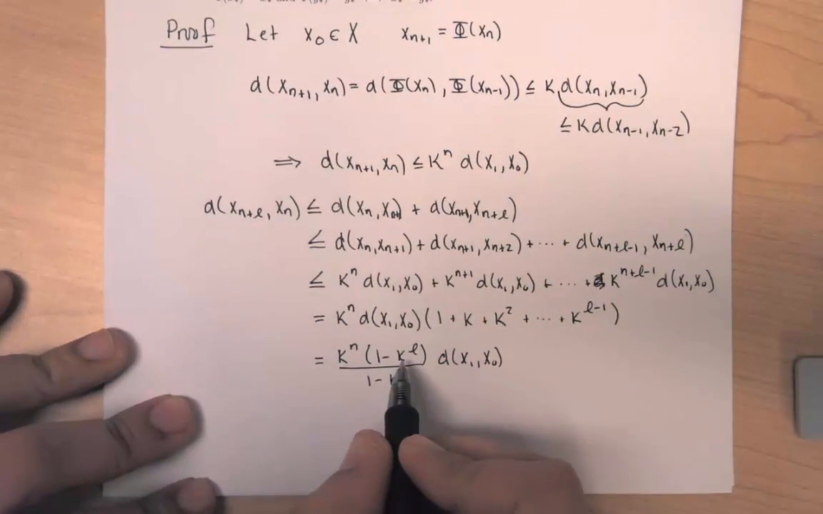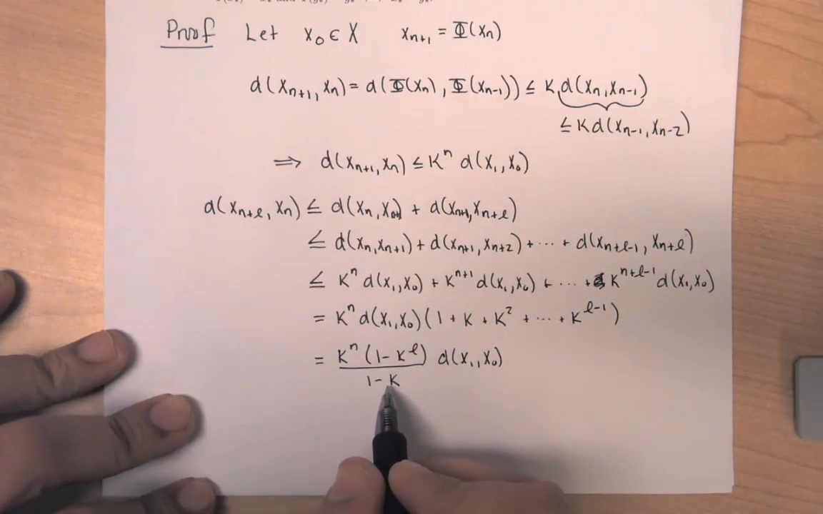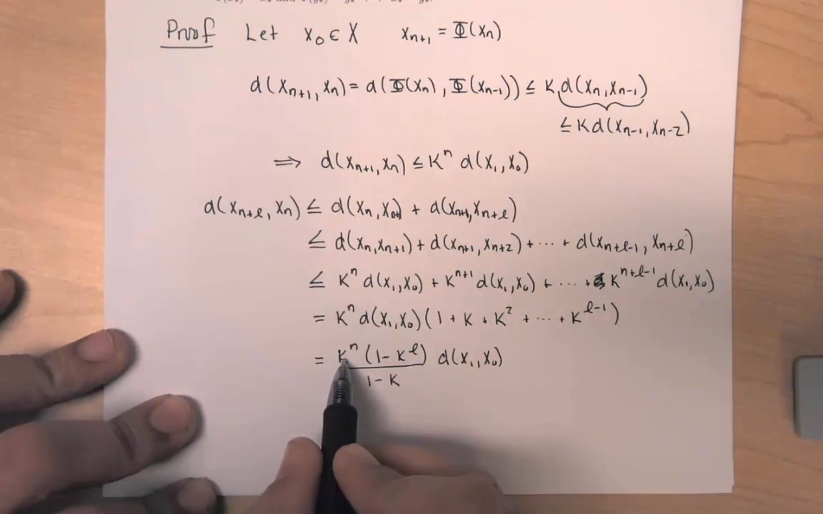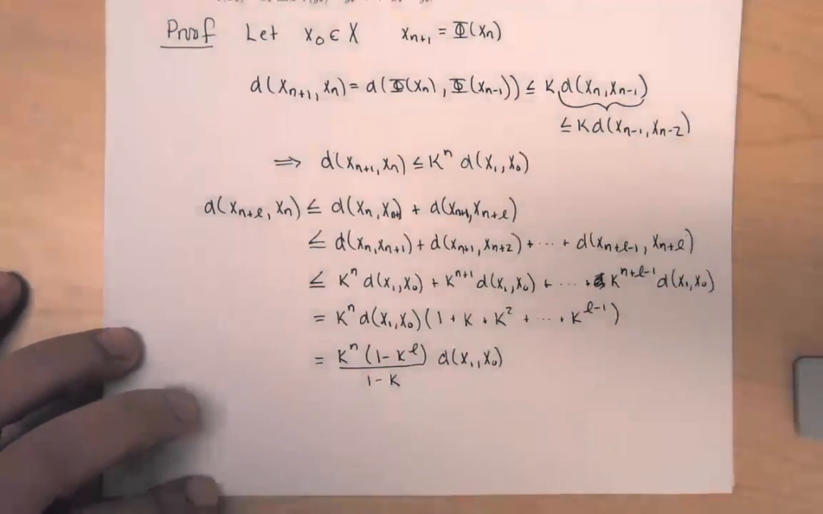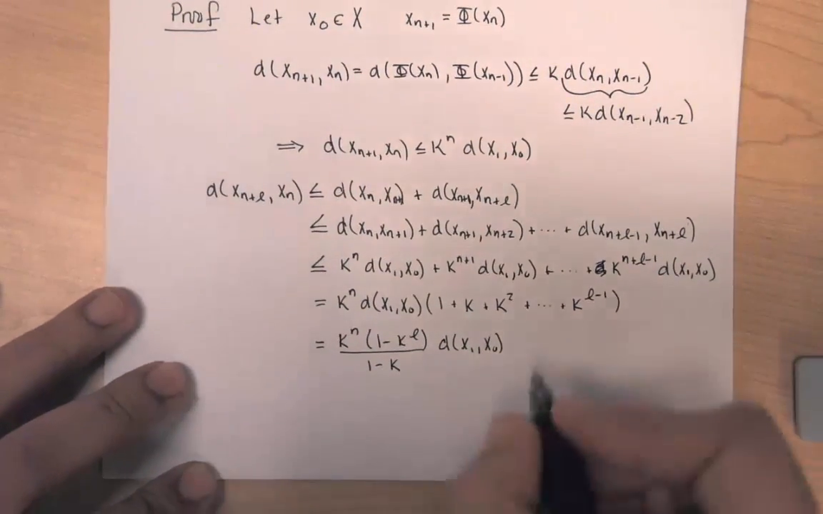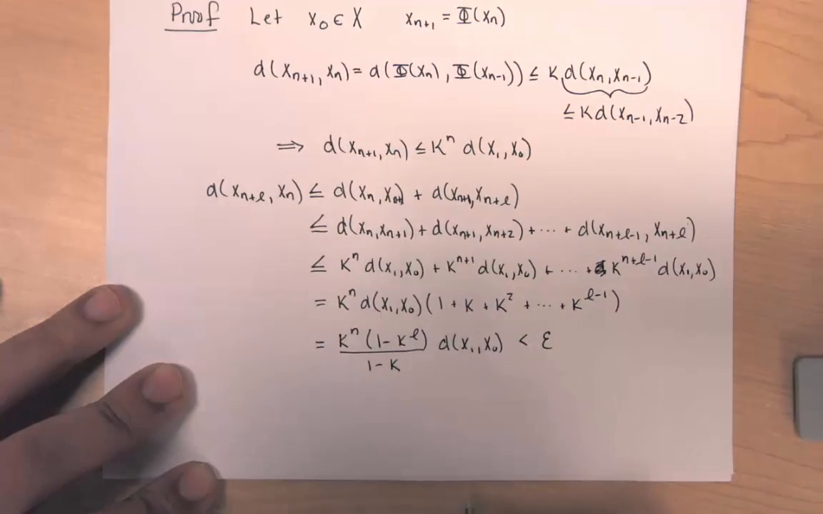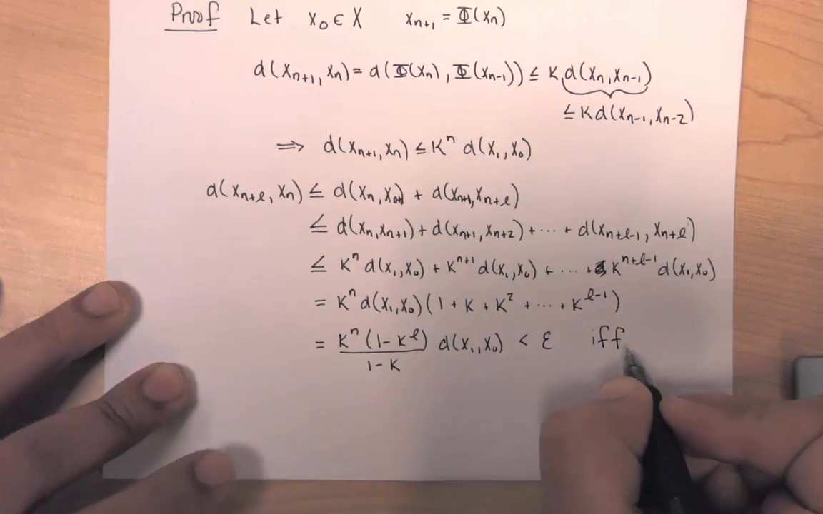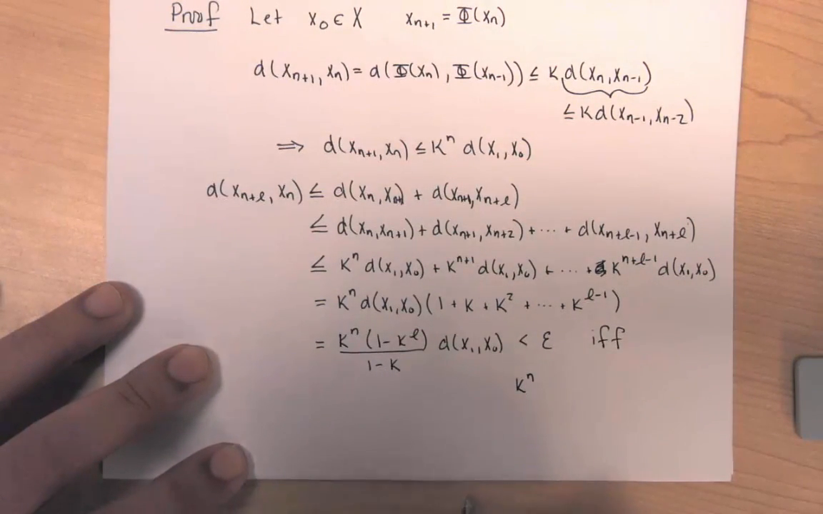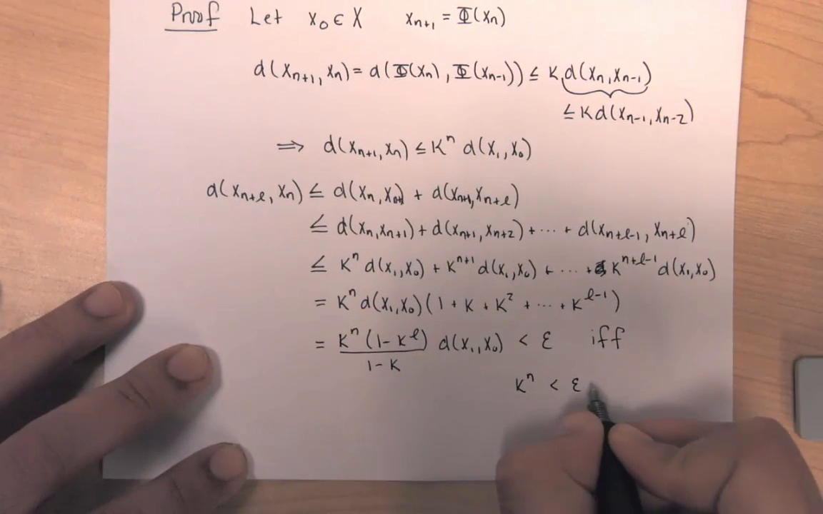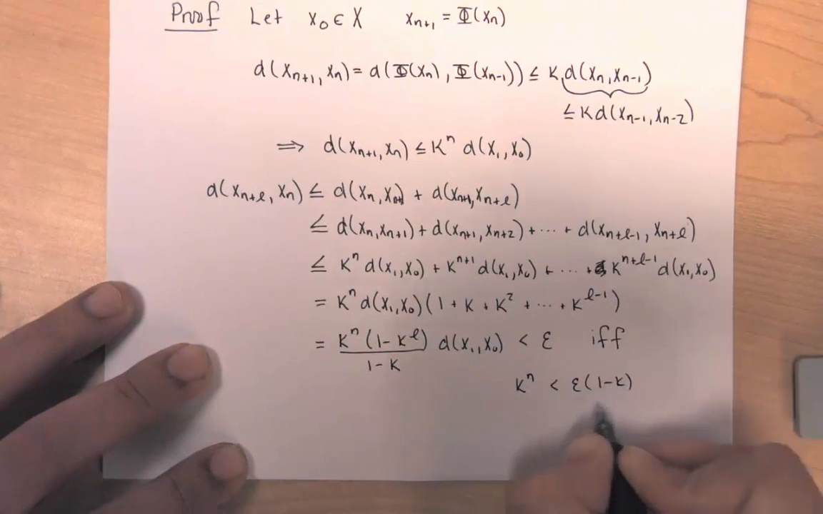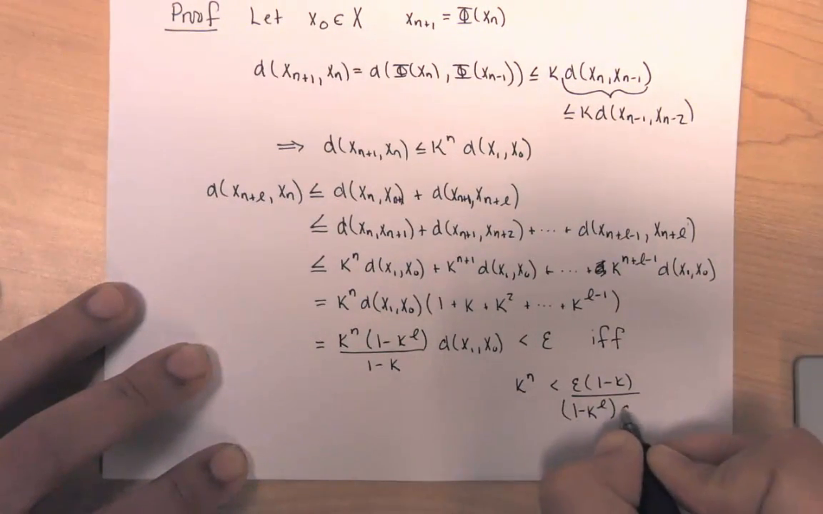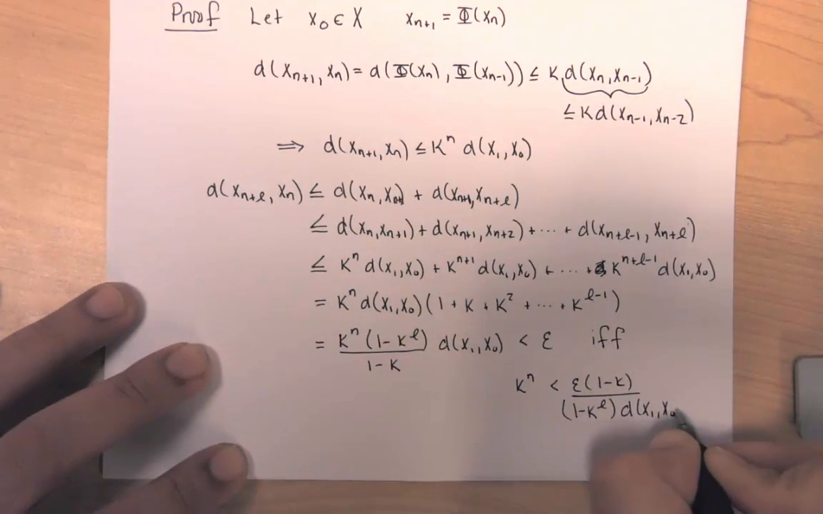So notice L is some fixed integer, k is some fixed number. This initial distance is fixed. The only thing that changes as n increases is this, and well, I can make that arbitrarily small. In fact, this is less than epsilon if, well, actually, if and only if k to the n is less than epsilon times 1 minus k, divided by 1 minus k to the L times my initial distance.